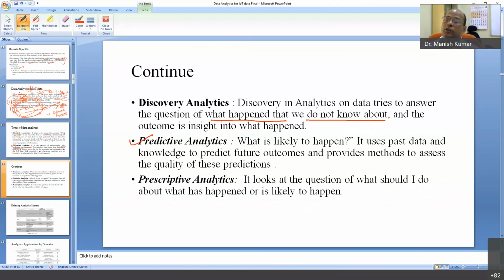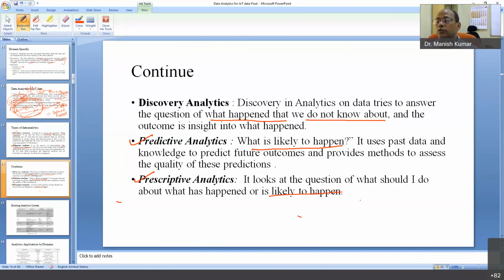Predictive, the moment I switch to predictive, then I'm looking for what is likely to happen. That means I'm talking about some futuristic actions, something which could happen in the future. It could be the next day, the next month, the next year. So I'm talking about some predictions. And the moment I'm talking about prescriptive analytics, then certainly I'm looking for what I should do about what has happened or what is likely to happen.